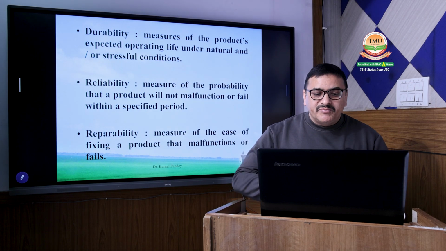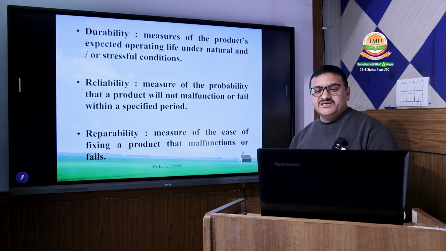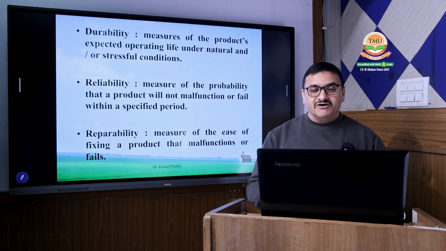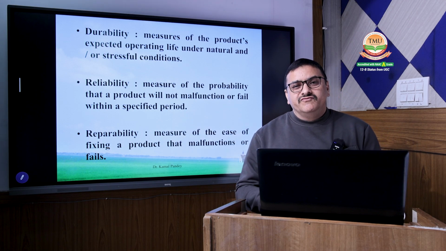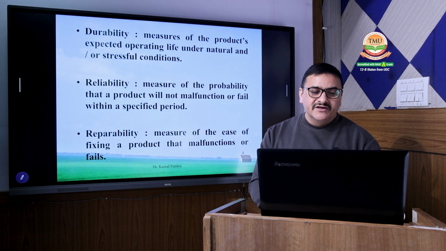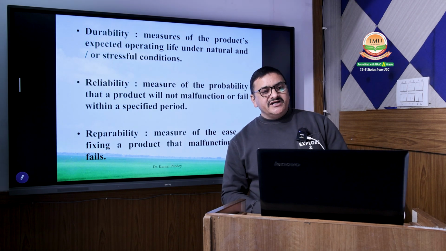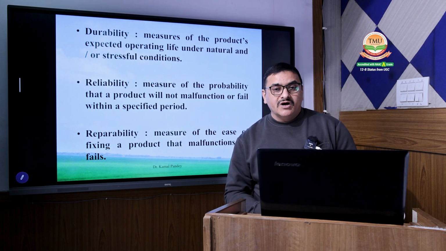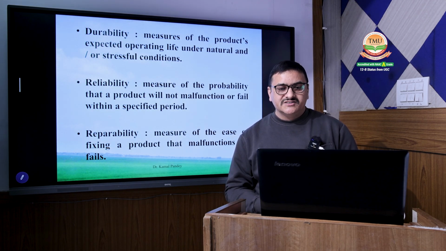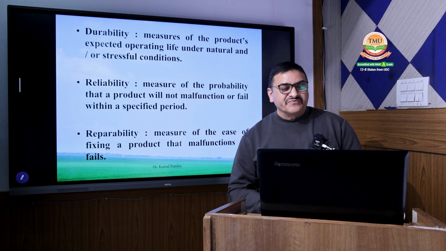Then we have repairability aspects also, which means the ease of fixing a product that malfunctions or fails, generally what we call the after-sale services with reference to the product. Then we have style variants also, which means how the product looks and how the customer will feel after purchasing or using a particular type of product.